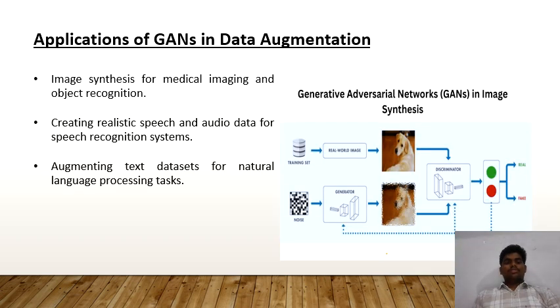The applications of GANs in data augmentation are image synthesis, creating realistic speech and audio, and augmentation of text datasets. In image synthesis, medical images and object recognition use generated data for augmentation. Realistic speech or audio data is used for speech recognition systems, and augmented text datasets are used for natural language processing tasks.